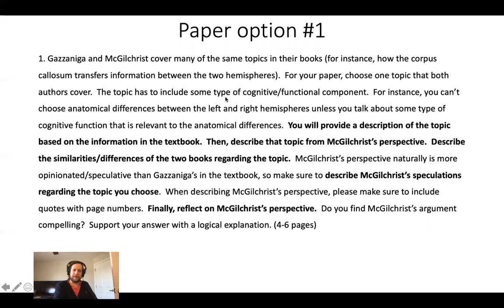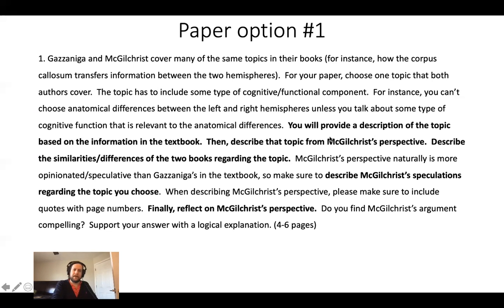that both authors cover. And it's important that the topic contains some type of functional or cognitive component. So for instance, you cannot just do differences in anatomical structure between the left and right hemispheres, unless you somehow connect those anatomical differences to some type of functional or cognitive differences between the left and right hemispheres. So talking about a topic which has a cognitive or functional component is important. Once again, I'll be giving some examples; I'll give 1 or 2 examples, I believe, in this video and then in future videos as well.